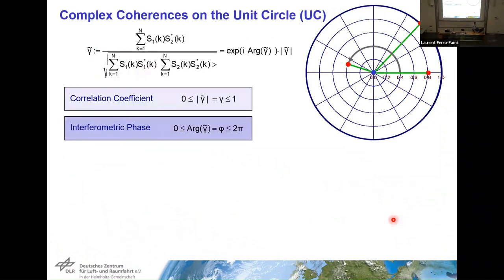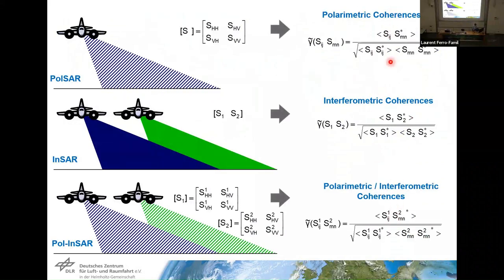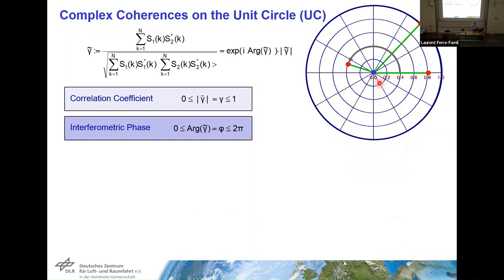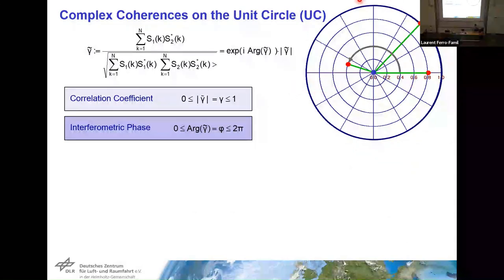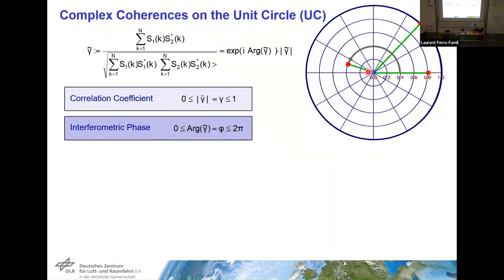So how do we see this? Well, in principle, no matter what the coherence is, whether polarimetric or interferometric, you can represent this coherence on the unit circle, on the complex plane. You have here the real axis, the imaginary axis, and you have here, for instance, these three coherences. One is a coherence with the correlation coefficient, sometimes also called coherence magnitude, which here is one. So it's the maximum that you can have. The second one has a phase difference to the first one, and the coherence magnitude is slightly lower. The third one changes phase again, and also the coherence is very low.